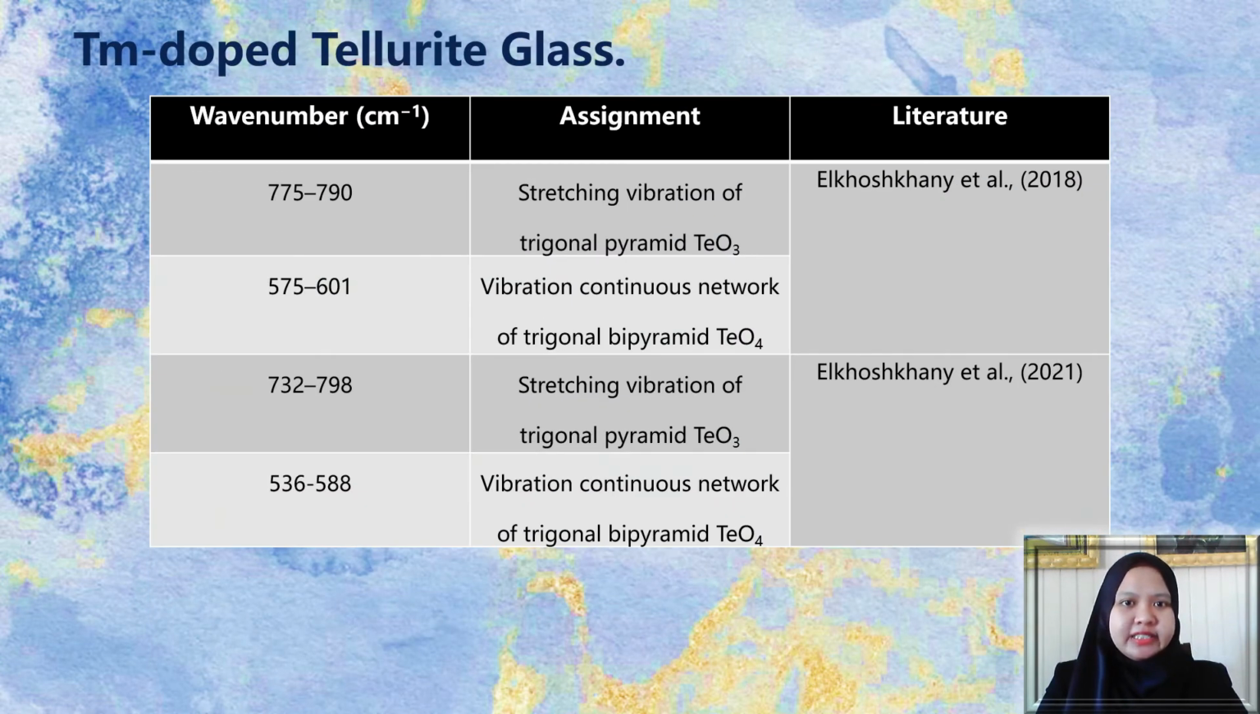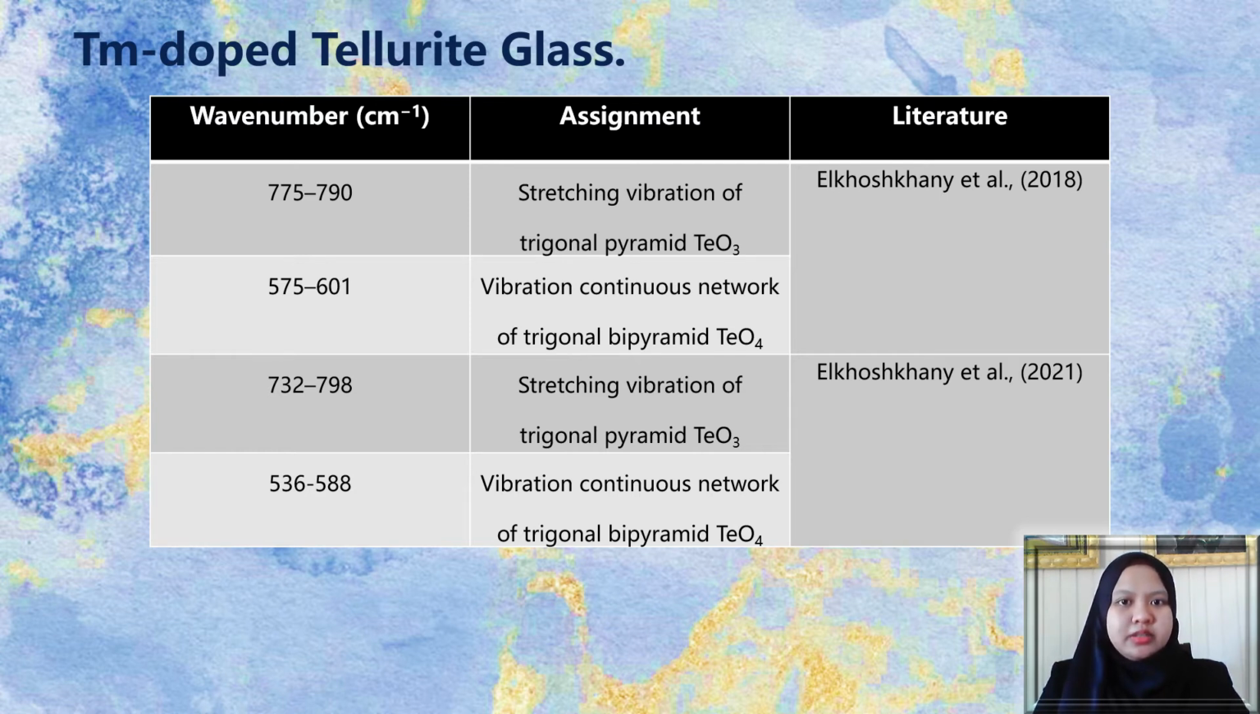Afterward, the characteristic of the tellurite structural unit can be divided into two spectral regions, which are trigonal pyramid TeO3 and trigonal bipyramid TeO4. According to Al-Khawkani et al. 2018, the band in the range 775 until 790 was assigned as a stretching vibration of TeO3. Next, the bands between 575 until 601 are caused by vibration of the continuous network made up of TeO4.